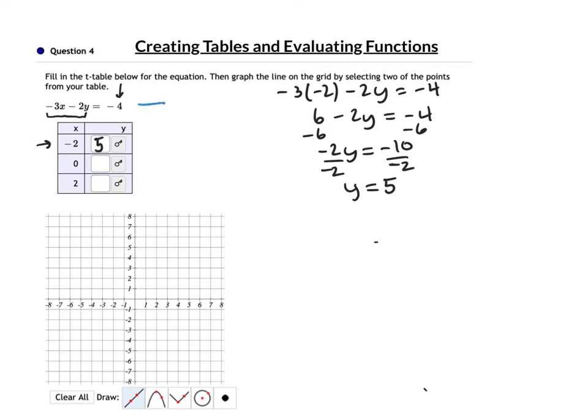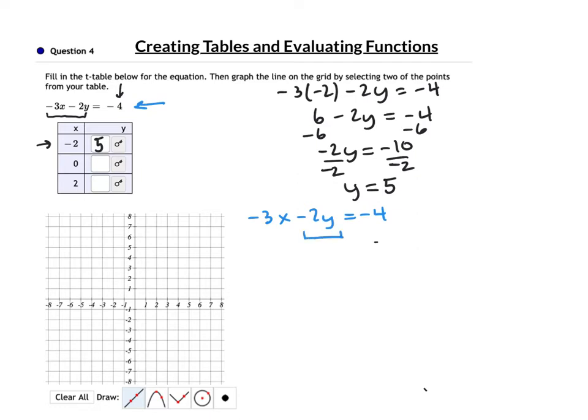Let's take this equation, which is in standard form, and solve for y. That creates an equation called slope-intercept form, which we're going to talk about later. The idea I want you to understand is that usually solving for y creates an equation that's easier to work with. Get y by itself. So this equation, negative 3x minus 2y equals negative 4. I'm going to get y by itself.